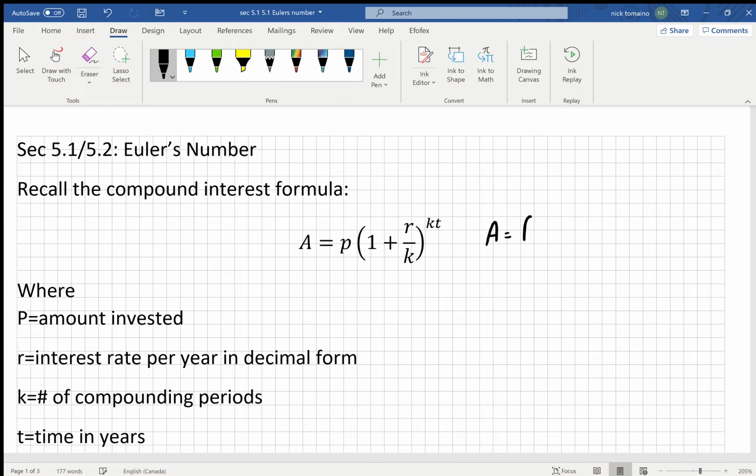It looked like this: 1 plus i to the exponent n, where i was equal to the interest rate per compounding period. The way that we got that is we took the interest rate per year, which is R, and divided it by the number of compounding periods, K. And same thing with the n. n was the number of compounding periods, which is the number of compounding periods per year, K, times the number of years, T.